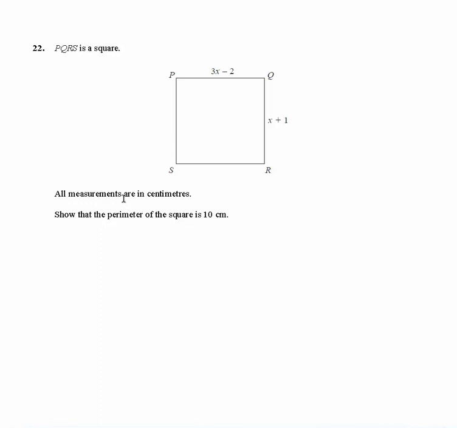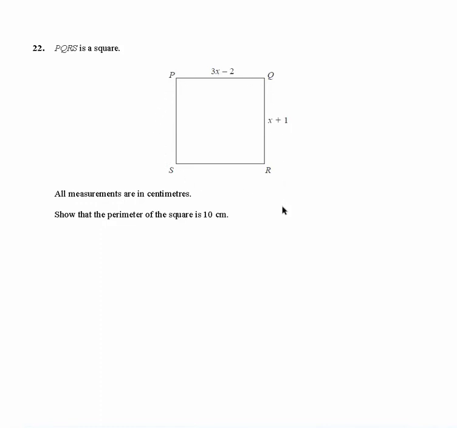PQRS is a square. All measurements are in centimeters. Show that the perimeter of the square is 10 centimeters. So basically what you need to do is work out what x is. If you know what x is, then you can work out what the sides are, and then you can show what the perimeter will be.